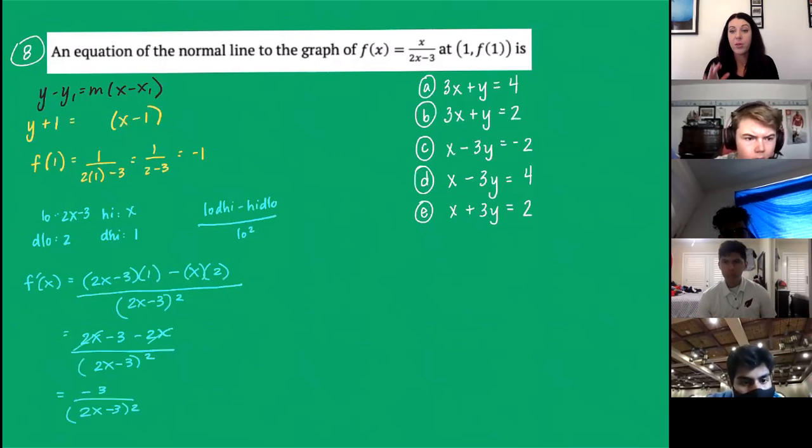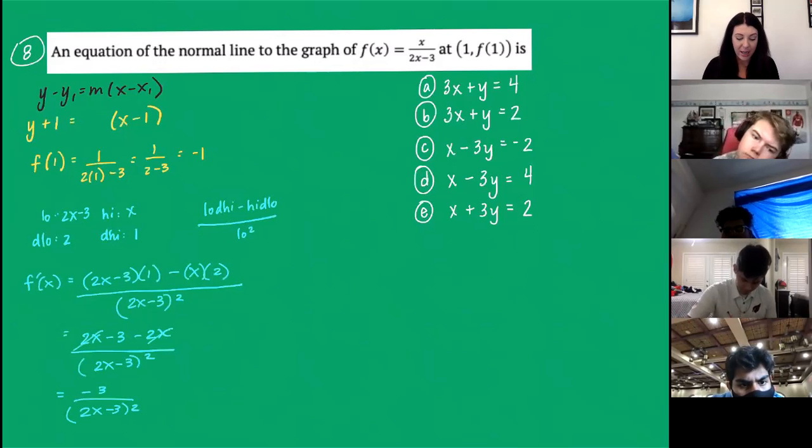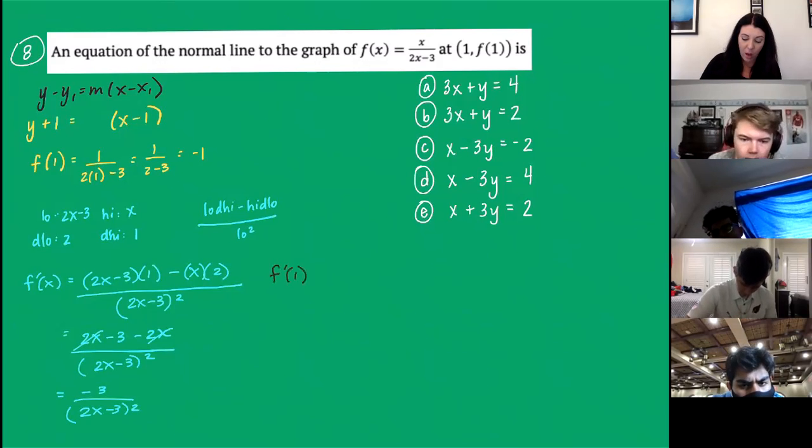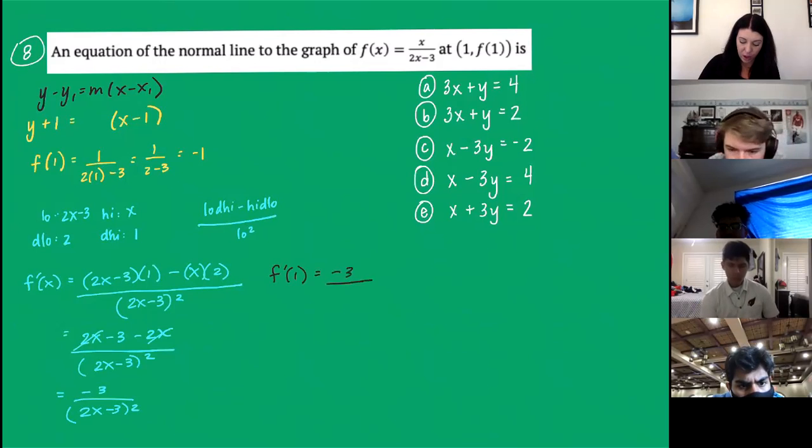That is not what goes in for m. Some of you still get confused on that. In order to find our slope of our tangent line, and again, that's also not what's going to go in for m, but we need it. We are going to specifically find f prime of 1, meaning I'm going to plug 1 into this equation. We get -3 over 2 times 1, so 2 minus 3, and then that quantity is being squared.